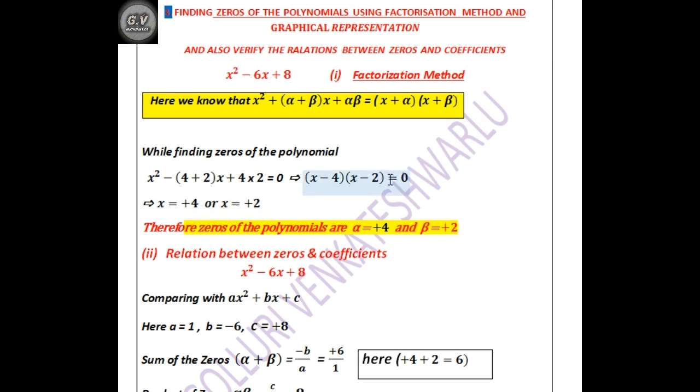x minus 2 equals 0 means transposition of minus 2 is plus 2. Therefore, 4 is the first zero and 2 is the other zero. So the first zero is taken as alpha, whose value is 4, and the other zero beta is taken as 2. Alpha comma beta. Here these are the zeros.